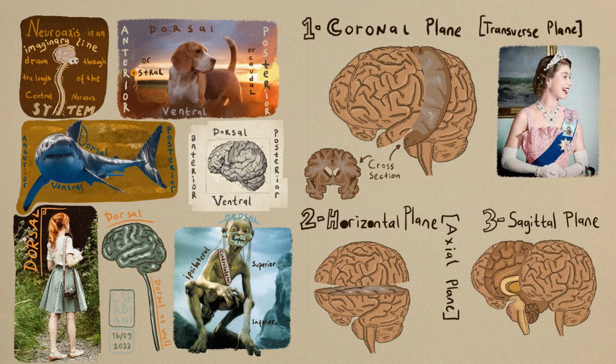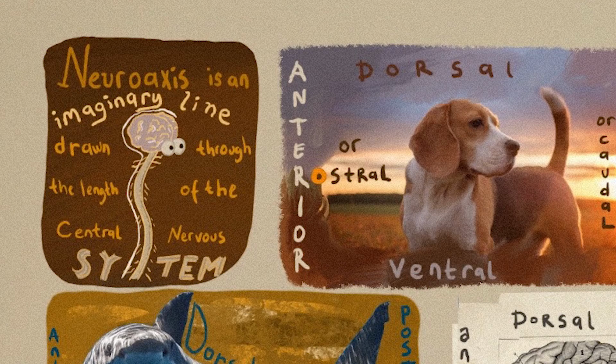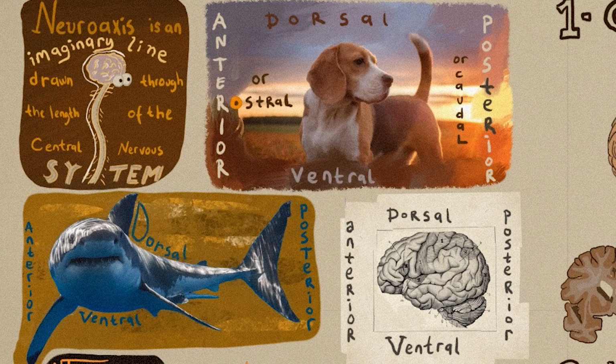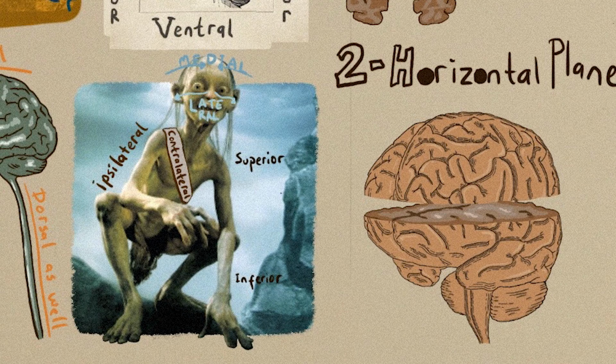As a conclusion, we learned what neuroaxis is. Also, the anatomical directions such as anterior for the front and posterior for the tail. Dorsal was on the upside and ventral was the belly. Ipsilateral and contralateral. Superior and inferior and medial and lateral.